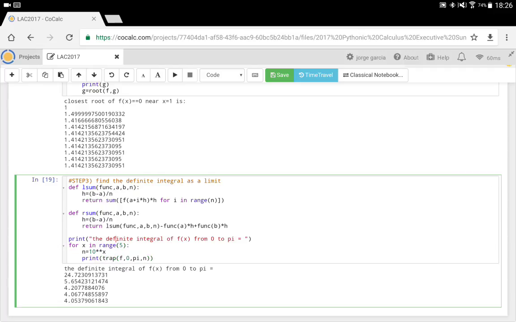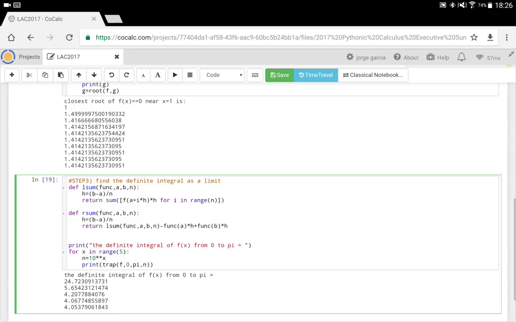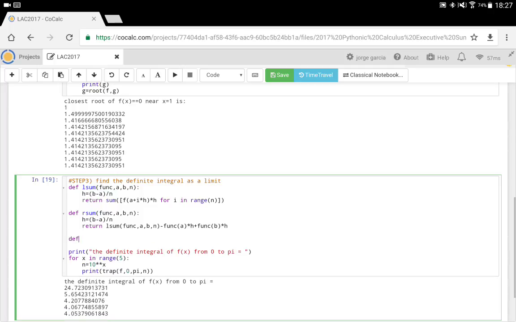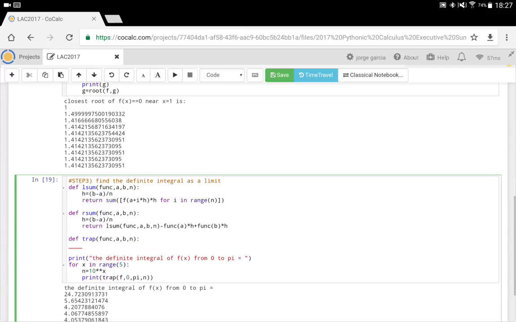And what is trap? Trap is simply, let's see, define the function trap of the function we're integrating from a to b in n rectangles. Okay, what is going to be? Well, it's simply, let's see, do I need h here? I don't need h here, do I? Okay, so it's going to return the average of LSUM and right sum.